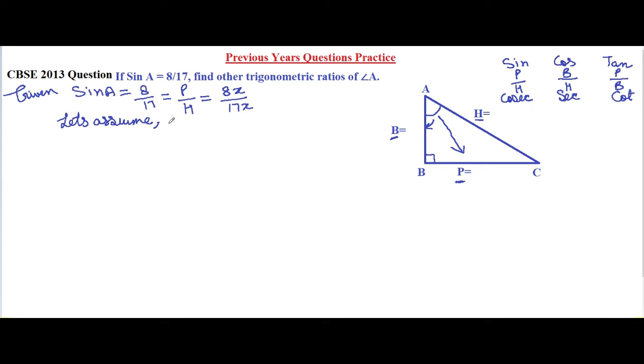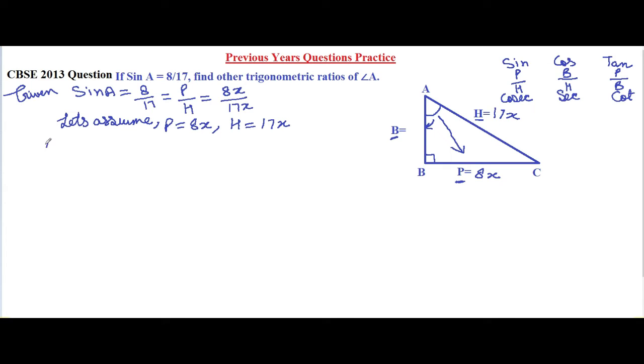So we can say that let's assume that p is equals to 8x and h is equals to 17x. Then the condition that is given that sine A is 8 upon 17, that is the ratio of p by h, will be fulfilled. And we now need base. H is given, h is 17x, and p is given, which is 8x. Now we need b to find out all these trigonometric ratios.